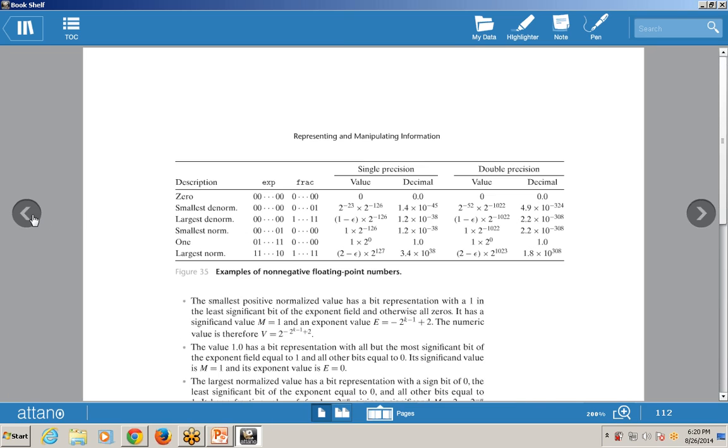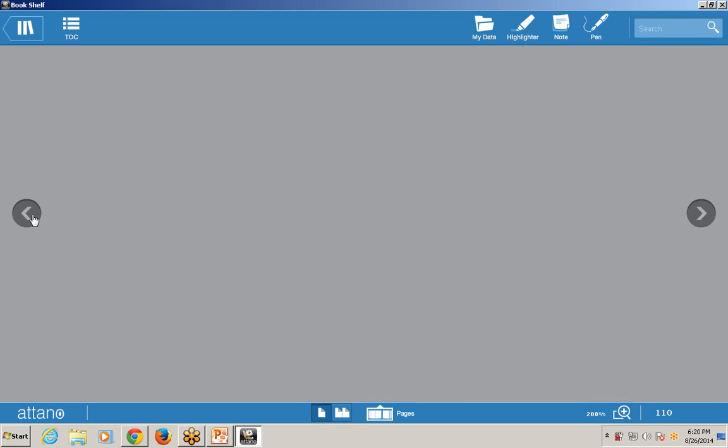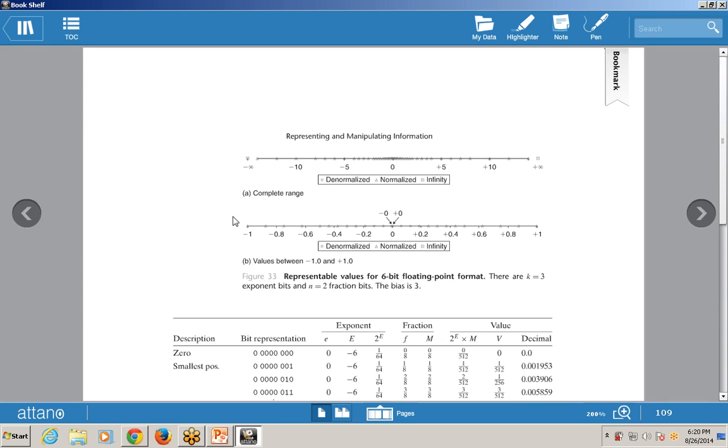There are different kinds of numbers like denormalized and normalized numbers. This is the denormalized number and this is the normalized number, which are denoted by the minus sign. These are denormalized numbers, and those denoted by the positive sign are normalized numbers, and that is infinity, which means it goes to infinity. So denormalized means negative values, normalized means positive values.